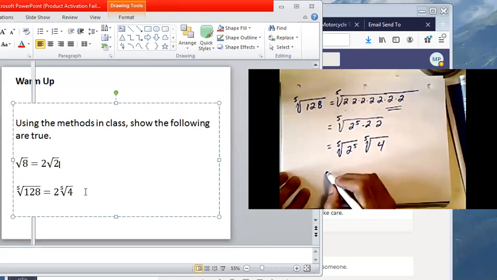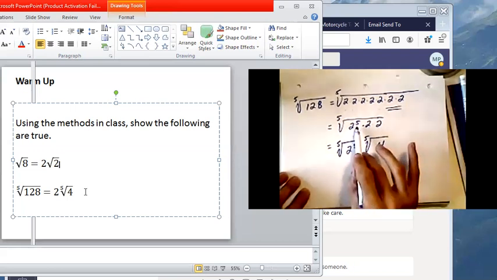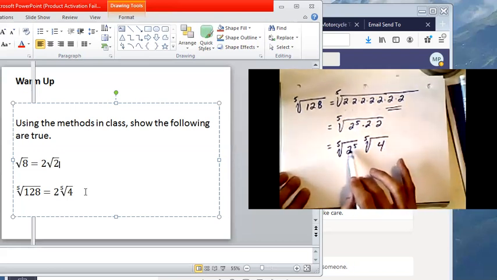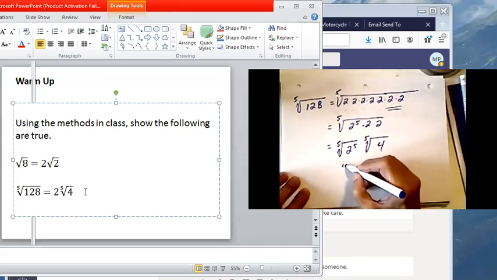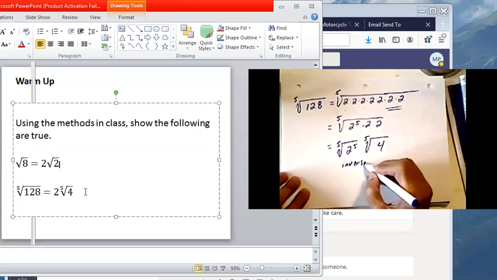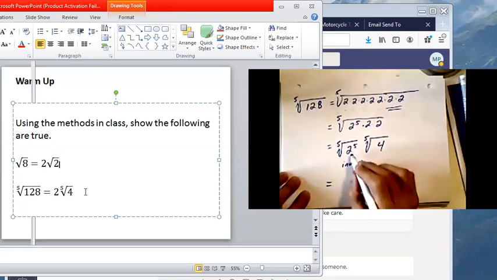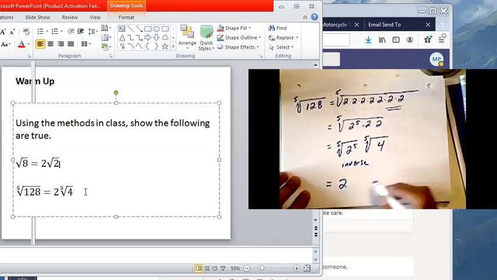And so the reason we have 5 of these together is because when you have the power and the root, they cancel one another out. They're opposites. They're inverses. And so what are you left with? You're left with the single 2 on the outside, and you're left with the root 4 on the inside like that.